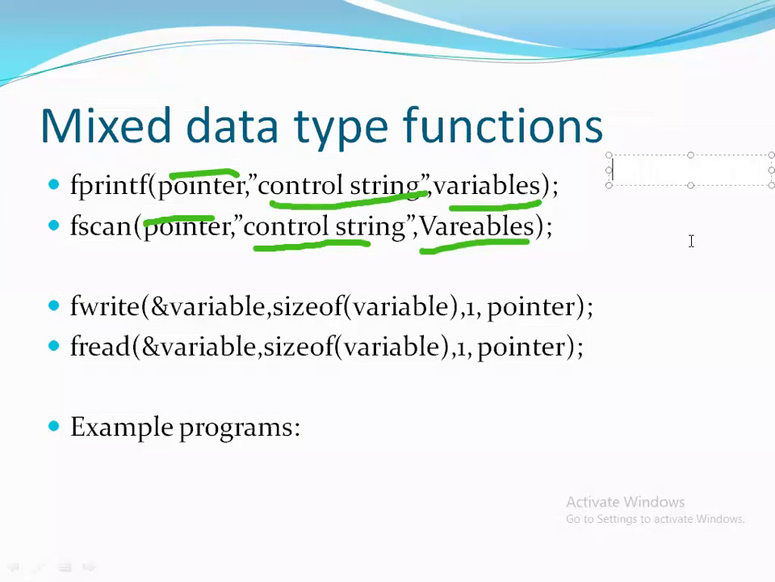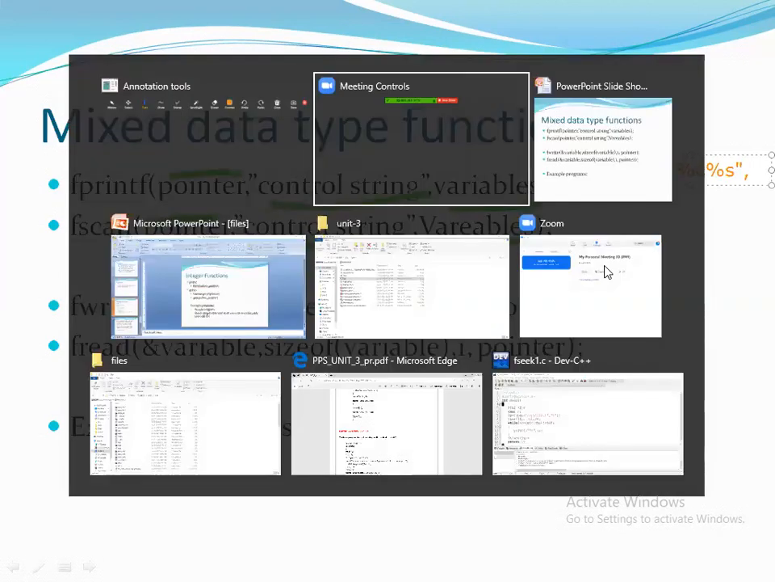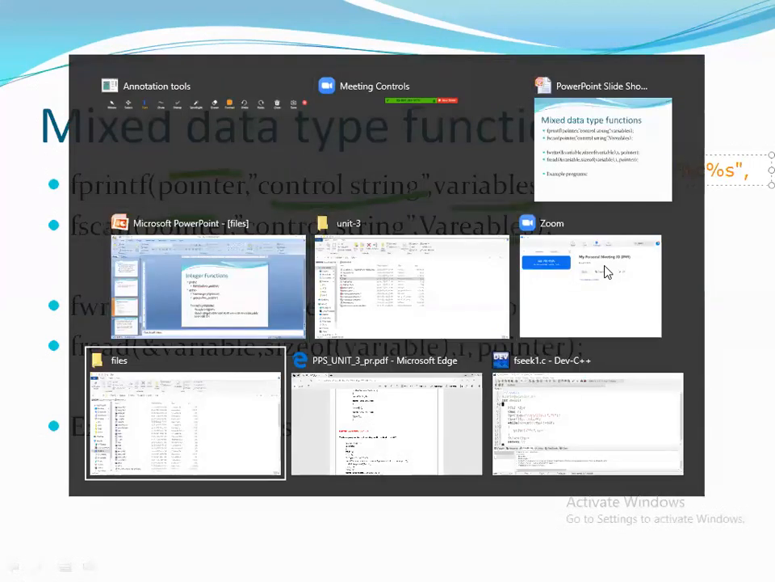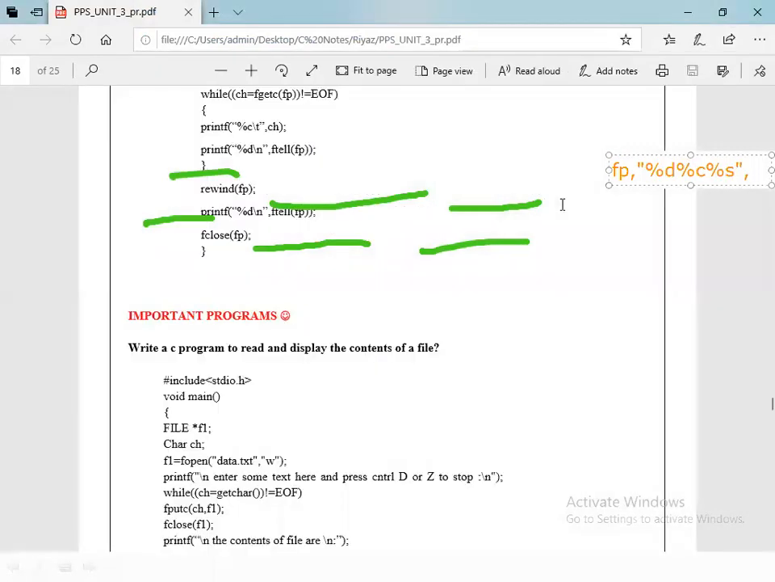So, pointer fp. Next, the control string is always within double quotation marks, like this. Like this only, we can use the control string and variable. In scanf we are using the ampersand, and in printf there is no need of ampersand. So that is the difference between fscanf and fprintf. Let us go to one program, then we are able to understand the total meaning of fprintf and fscanf.